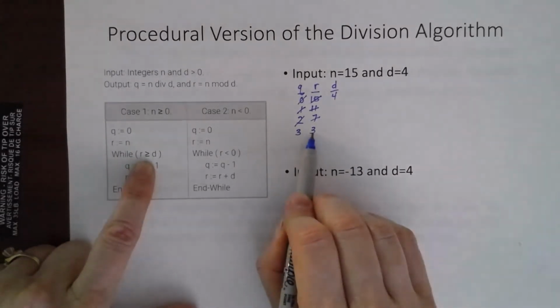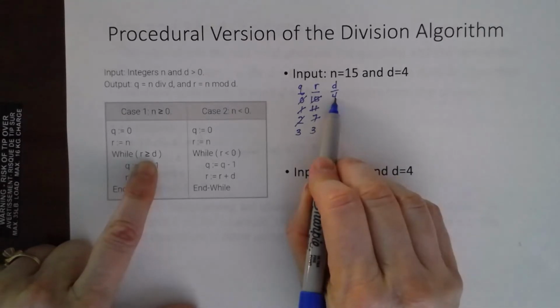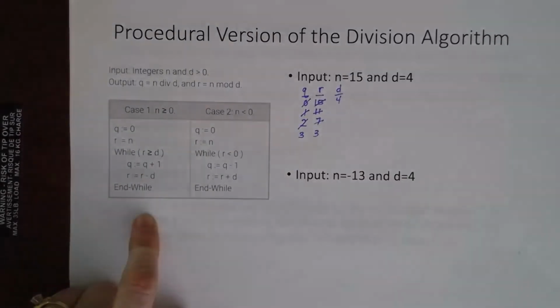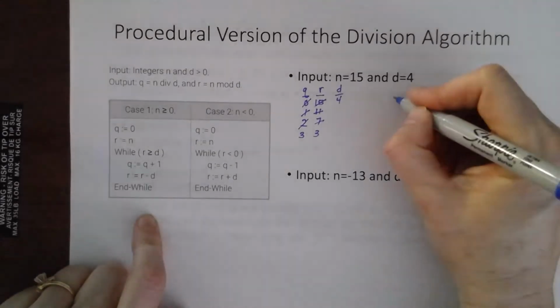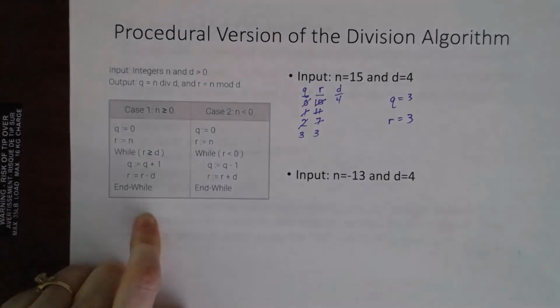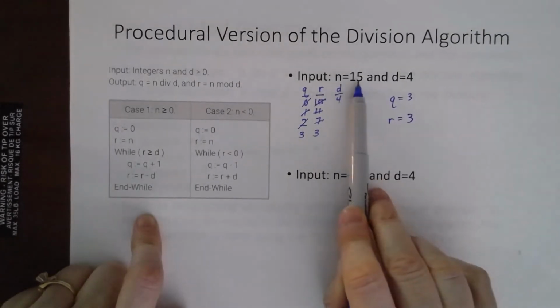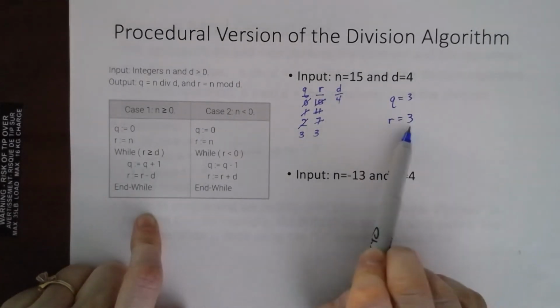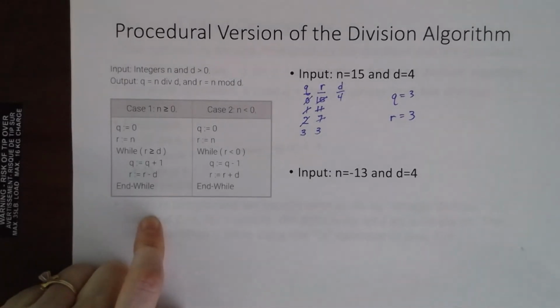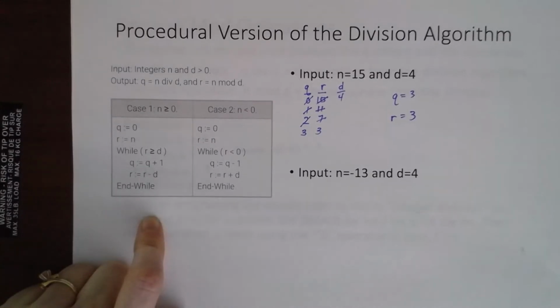Our R value is 3. Is that bigger than or equal to 4? No. And so we'll exit the while loop. And then we're going to get done. Our Q value is 3, and our R value is 3, just like we would have expected. So the quotient, so 4 goes into 15 3 times with a remainder of 3. So we're just subtracting off 4 as many times as we can, and then this is what's left over when we can't subtract any more 4s.